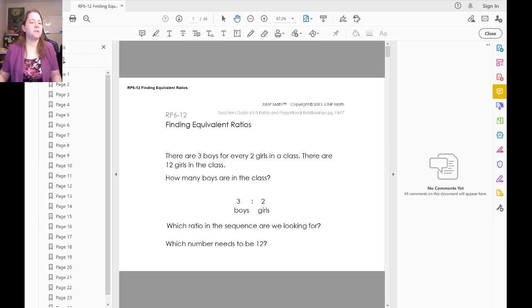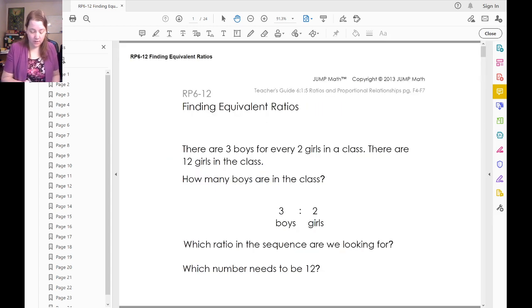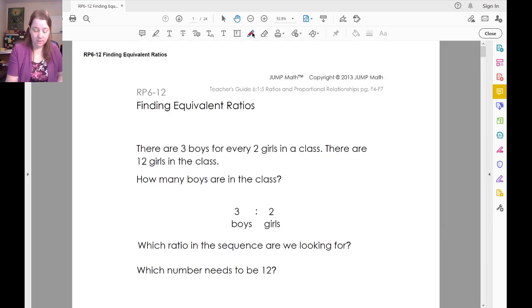This video is going to talk about finding equivalent ratios. So if there are 3 boys for every 2 girls in a class, and then we have a class that has 12 girls, we want to figure out how many boys are in the class. To figure this out, we are going to use a ratio table.